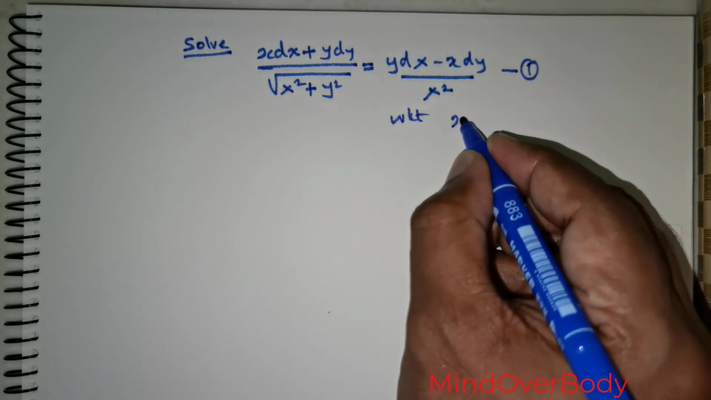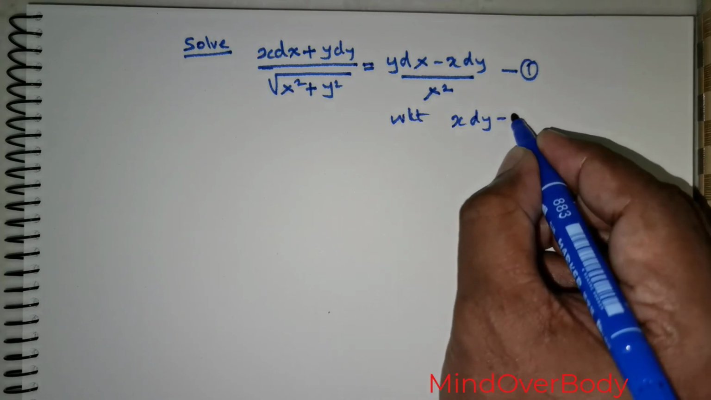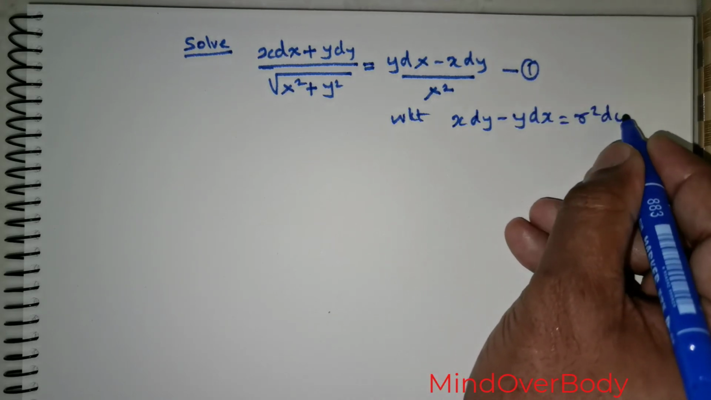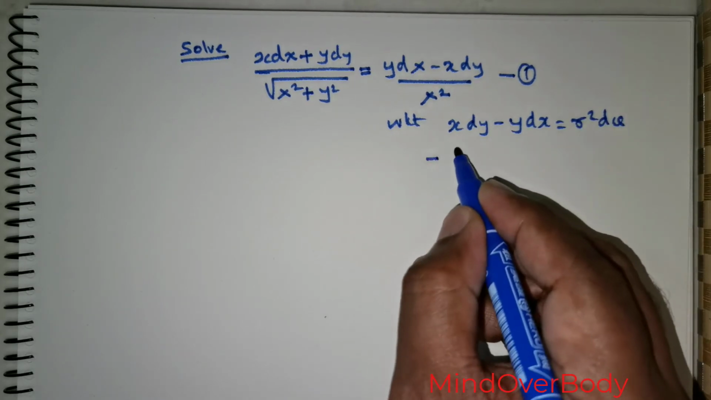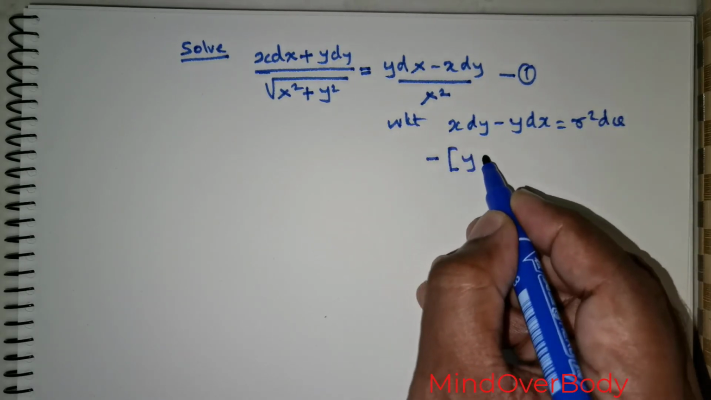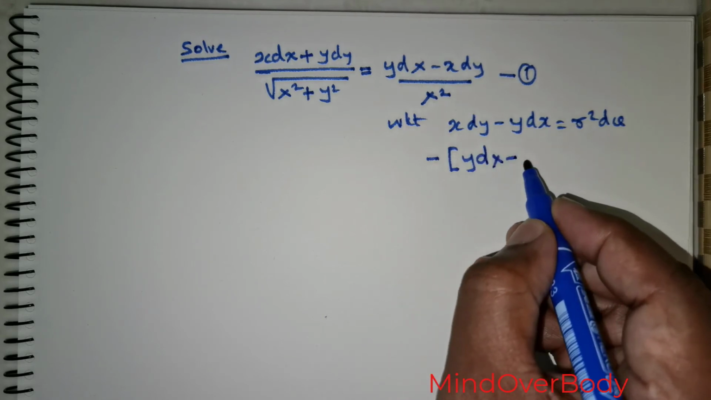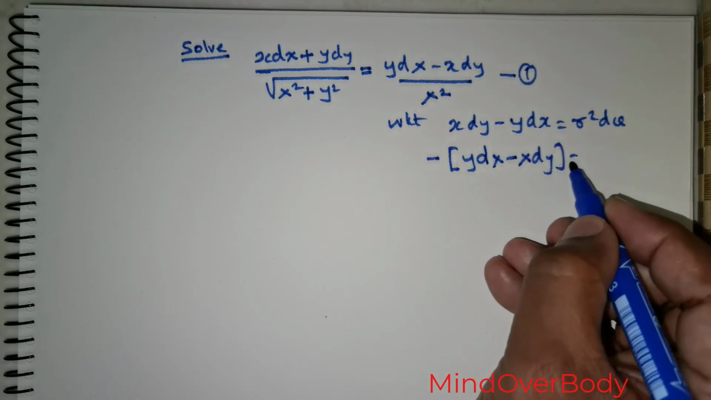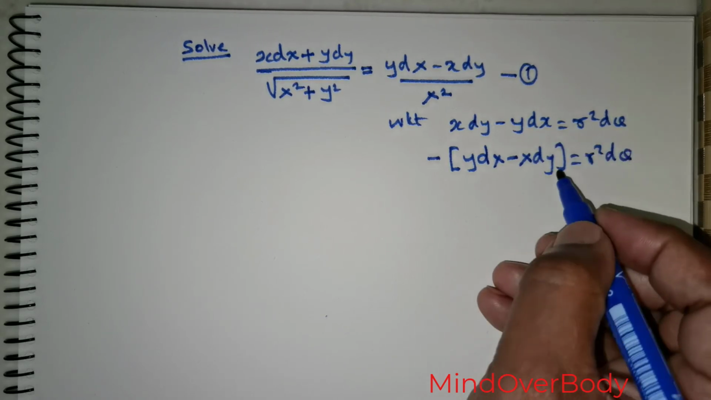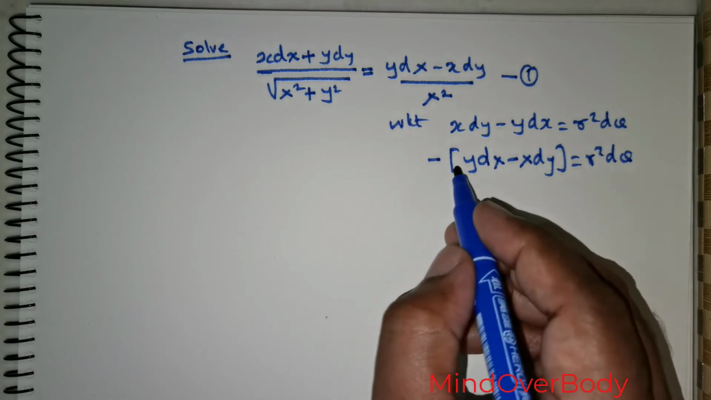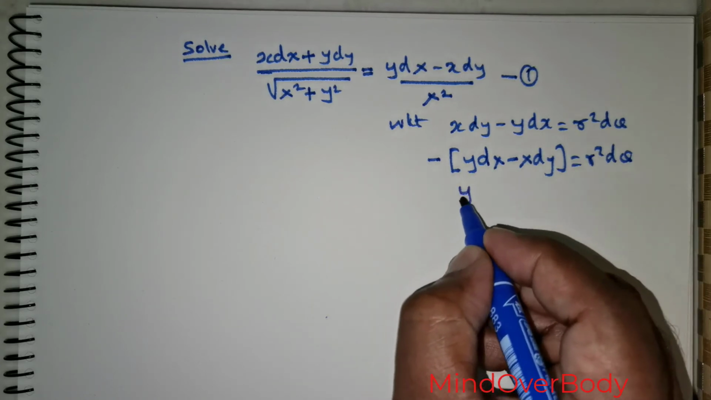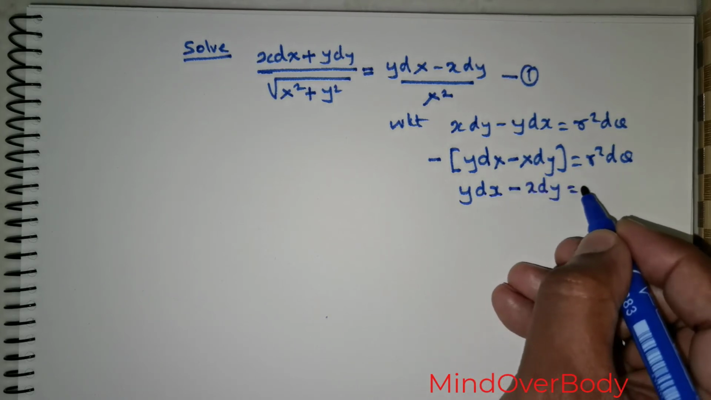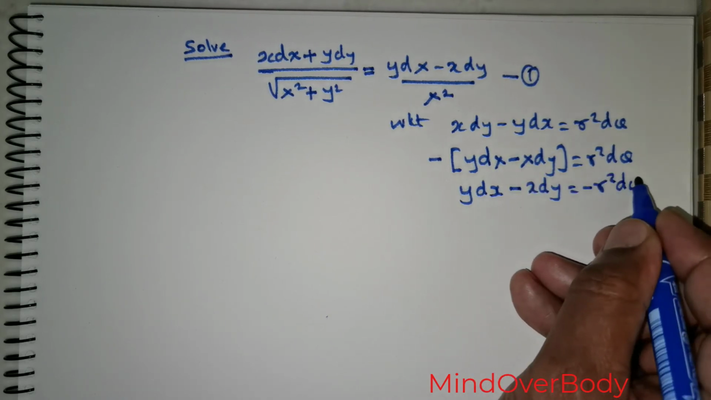We know that x times dy minus y times dx is equal to r squared d theta. So if I were to take a negative sign out, then I can rewrite this as y times dx minus x times dy is equal to r squared d theta. Now multiplying throughout by a negative sign, I can now rewrite this as y times dx minus x times dy is equal to negative r squared d theta.